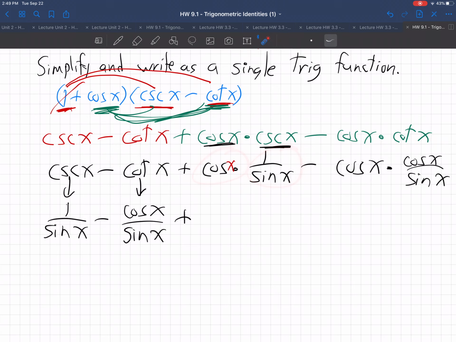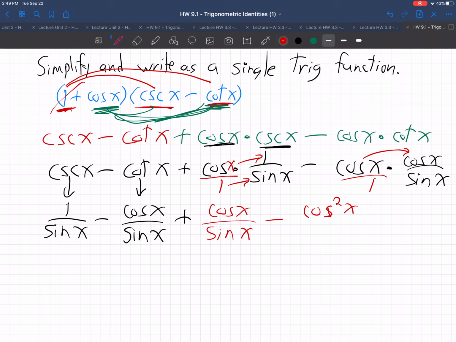What's going to happen? Remember, when a whole number or a whole term interacts with a fraction, you put it over 1, so it looks like a fraction. So then you go straight across the top, straight across the bottom. When you multiply, 1 times cosine of x is cosine of x, 1 times sine x is sine x, minus, same thing here, this is over 1, cosine times cosine on the top, that's cosine squared of x over, and then 1 times sine x is just sine x.